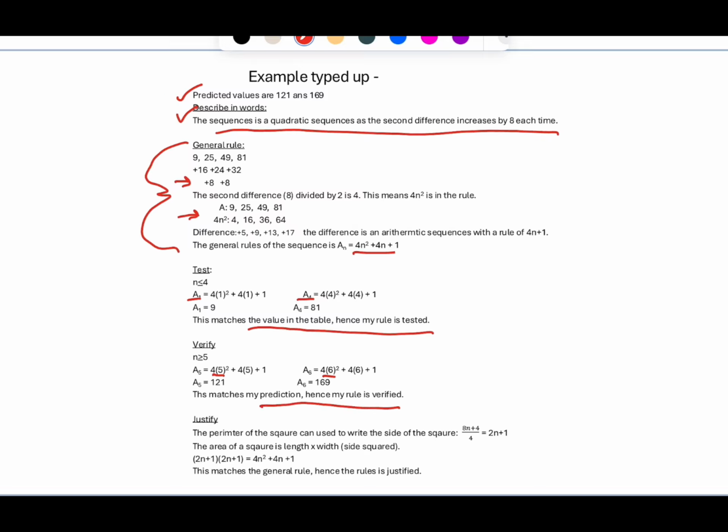Again, this should match your prediction from the table, and then when you justify, you have to try and find that connection of how to get the rule from the question. So I used the perimeter. I divided the perimeter by 4 and got an expression for the sides of the square. And then if you times the sides of the square together, you get that general rule.